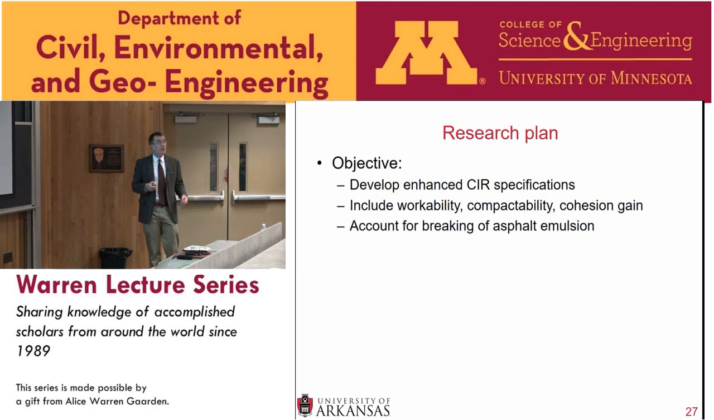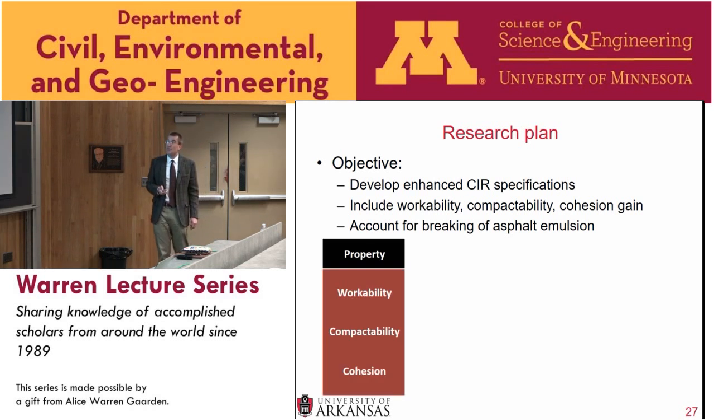And we believe that when the asphalt emulsion breaks, when that water is leaving the system, there's some very complicated things going on. I don't think we fully capture them right now, and I'm not sure we fully understand them right now. So we believe that between that mix design and the final strength, there are these stages that the CIR goes through as the asphalt emulsion is breaking, and it behaves differently at each one of those stages. And this will account, hopefully, for the breaking of the asphalt emulsion. So we have our 3 properties here: workability, compactibility, and cohesion gain.